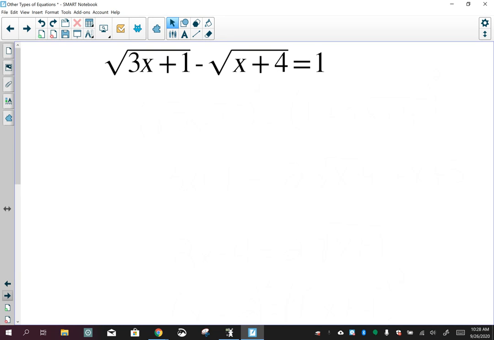So here we go. The first thing that we're going to want to do is move one of these radical signs over to the other side.